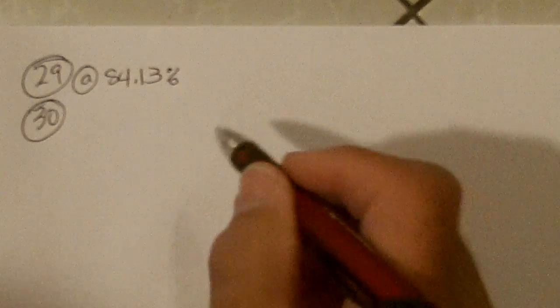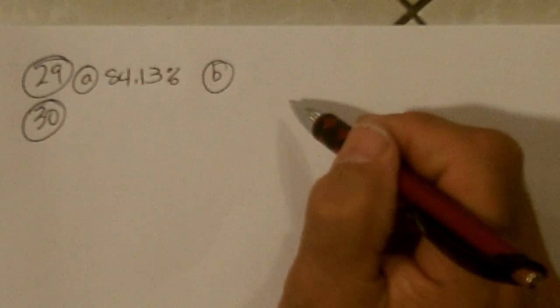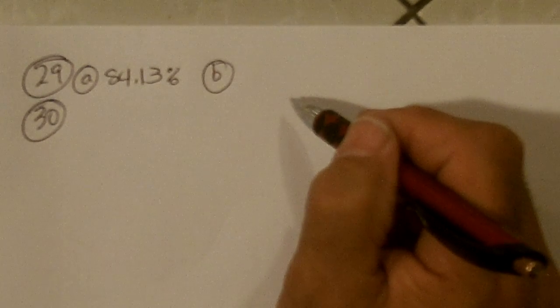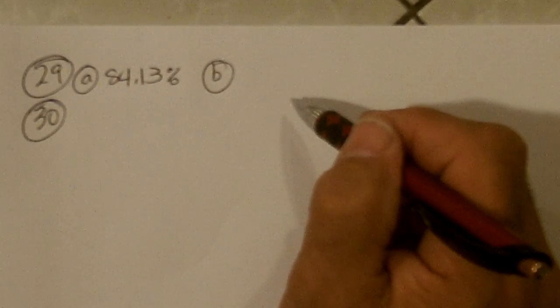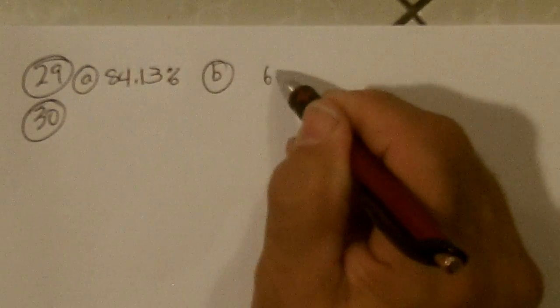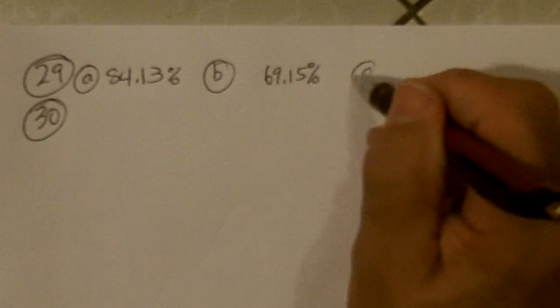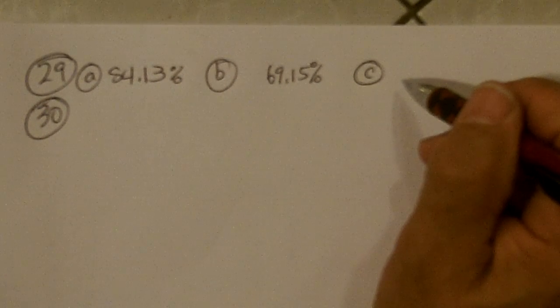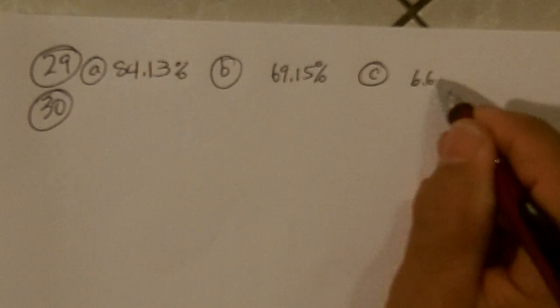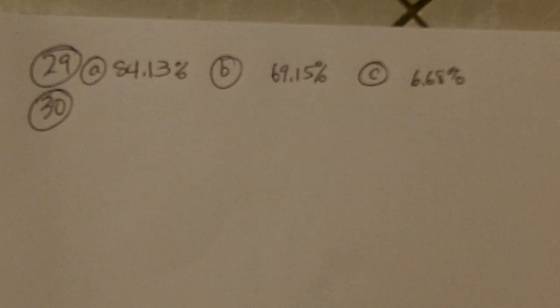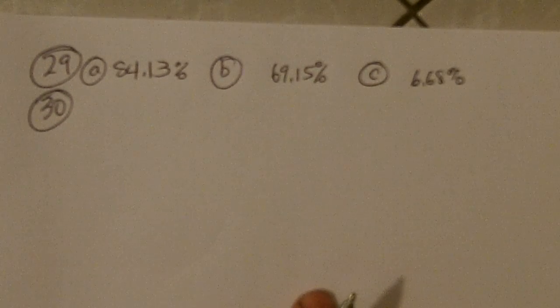30 said, oh, that's part A. 29B, a data value of 0.5 above the mean, so that's a plus 0.5. If I look on the table, I get the 69.15 percentile. It's better than 69.15%. And C was 1.5 standard deviations below. So if I want to do 1.5 below, I'm going to use the minus, and that's the 6.68 percentile. That means only 6.68% of the people did lower than that.